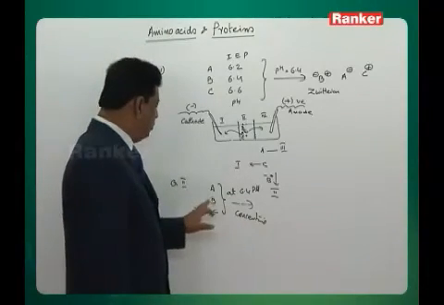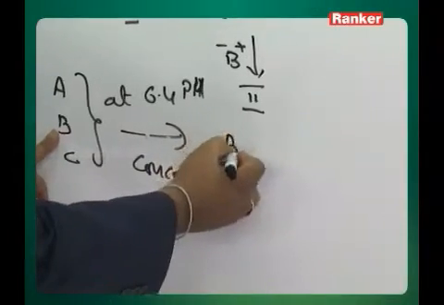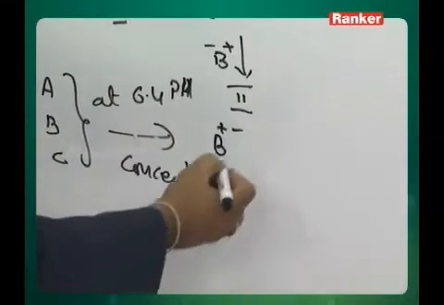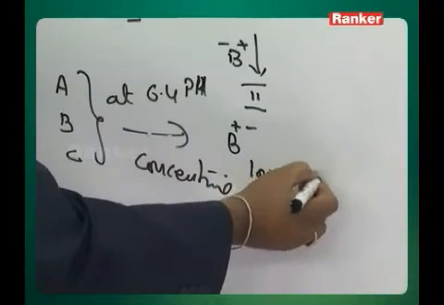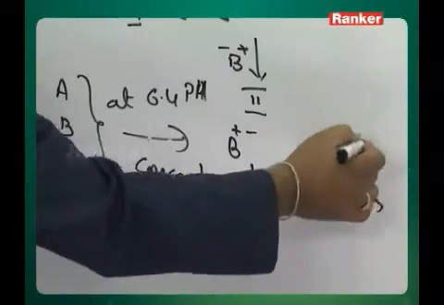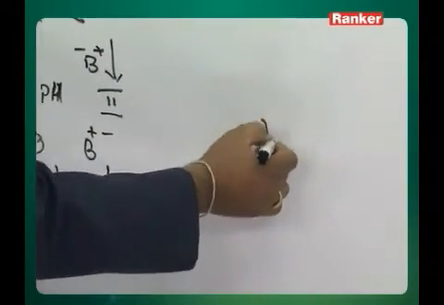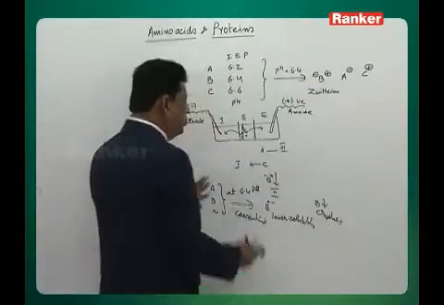At pH 6.4, B alone will exist as a B plus-minus zwitterion. So it will have the minimum or the lowest solubility. Therefore, this starts giving the crystals. B crystals will be forming. Then you collect the B.